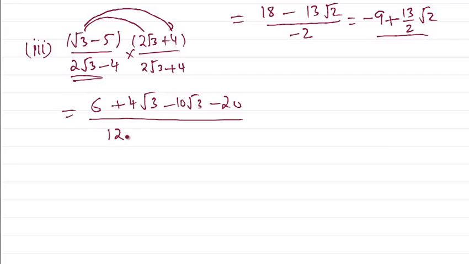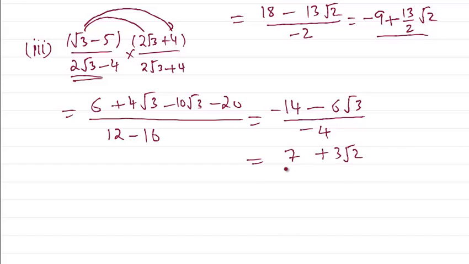On the bottom, always square this. 4 times 3 is going to be 12, square this. So on the top, 6 minus 20 minus 6 root 3 divided by minus 4. So this will change to 7. If you divide by -2, divided by -2, you get 3. Or you can write 7 over 2, 3 over 2 times root 2.